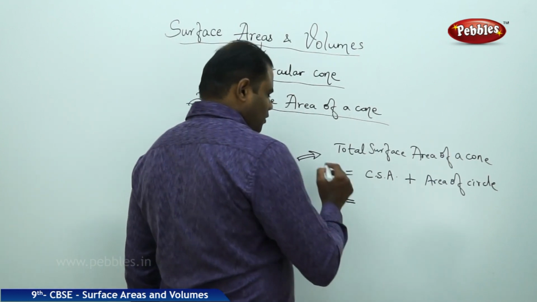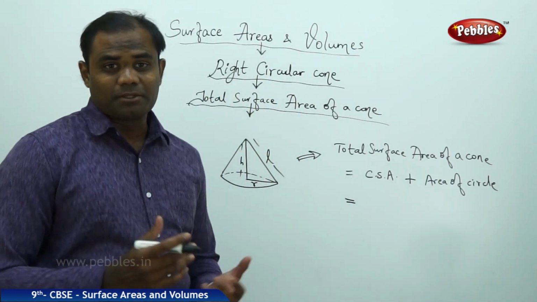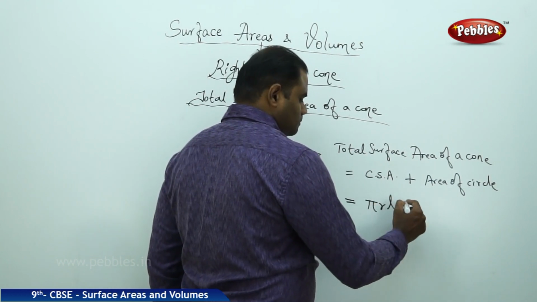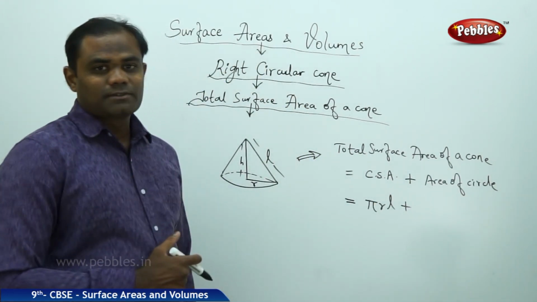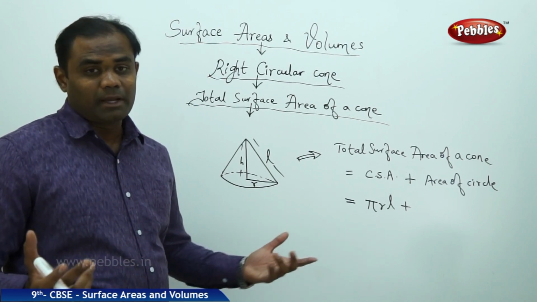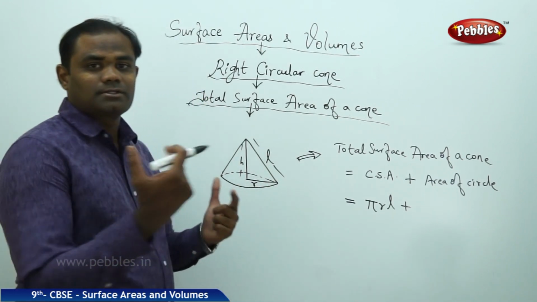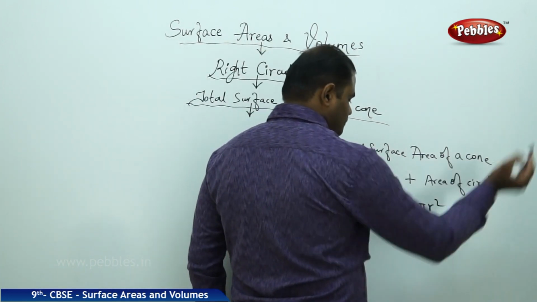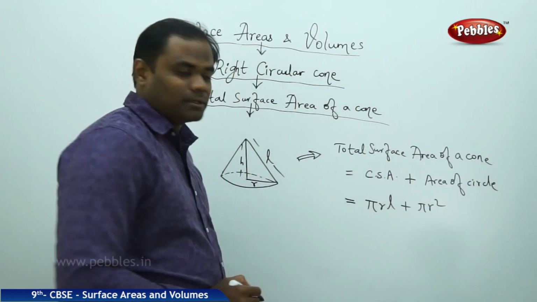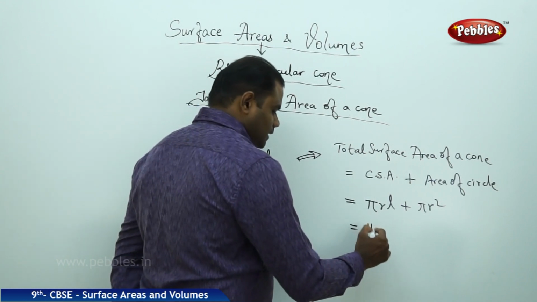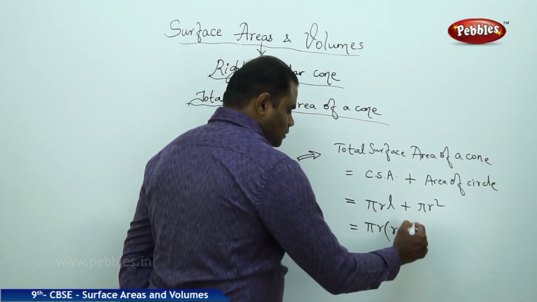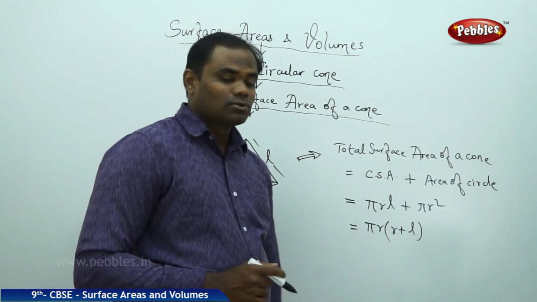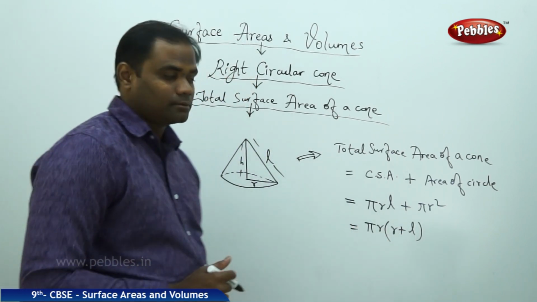Here we have already derived the curved surface area of the cone in the previous session to be pi r l. And the area of a circle we all know is pi r squared, where r is the radius and the base is the circle. So taking common, I can rewrite this as pi r into r plus l, which is how I get the total surface area of a cone.